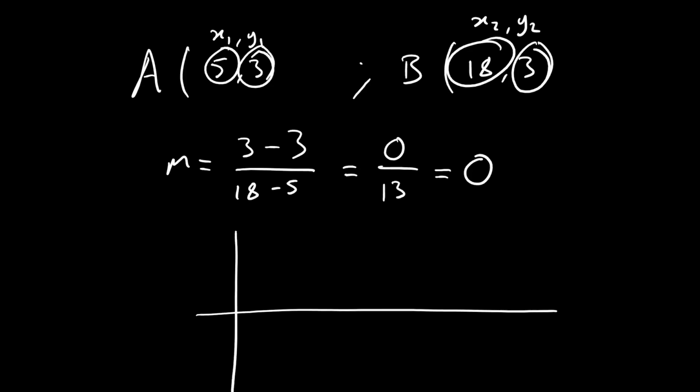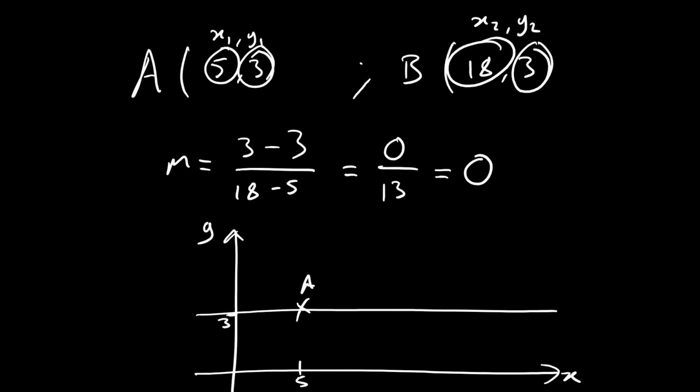And actually, if we plot these points on a graph, this would be 3. This is how far we move up. This is our y, this is our x. And then we move across 5. Okay, and this would be our point A. That's 5, 3. Right, then to find 18, well, we move 18 units across and we move 3 units up. So that is our point B. And you can clearly see that if we put those things together, we'll get a straight line.